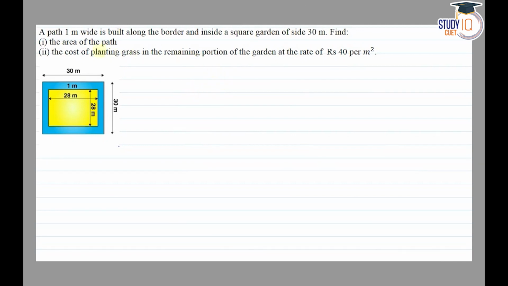The question says that a path 1 meter wide is built along the border and inside a square garden of side 30 meter. Find the area of the path, the cost of planting grass in the remaining portion of the garden at the rate of rupees 40 per meter square.